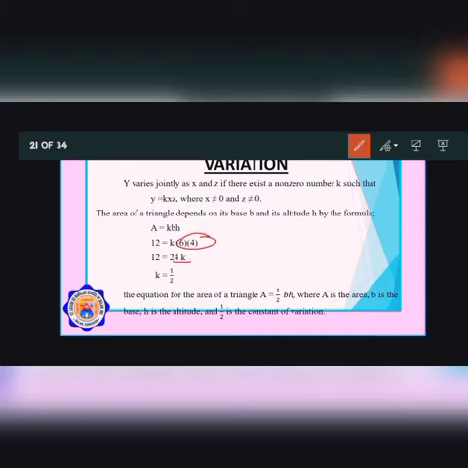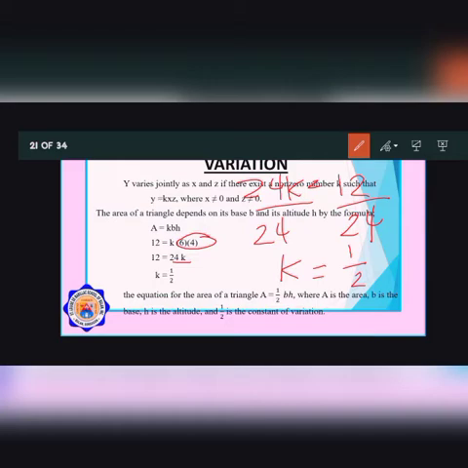So, if you have 24k is equal to 12, to get the value of k, divide both sides by 24. So, 24 divided by 24 is equal to 1 times k, that is equal to k. Then, 12 divided by 24, 12 and 24 is divisible by 12. So, 12 divided by 12 is equal to 1, and 24 divided by 12 is equal to 2. So, in this example, the value of k is equal to 1/2.